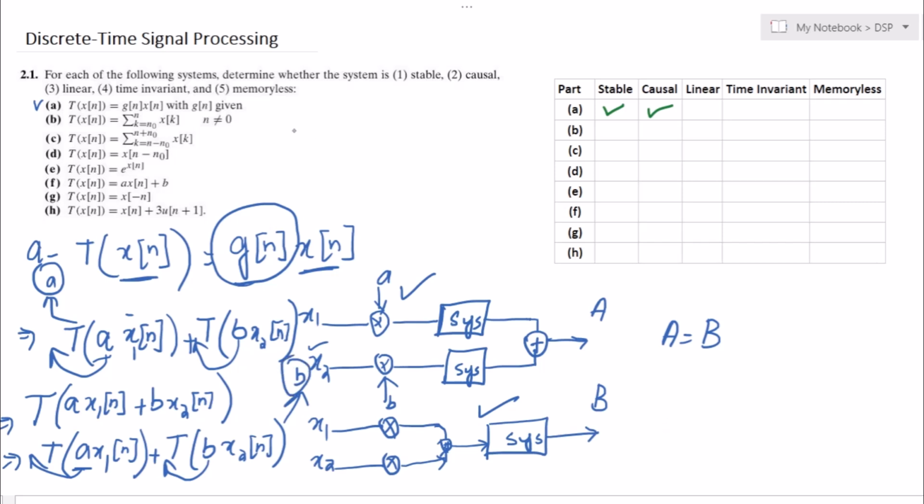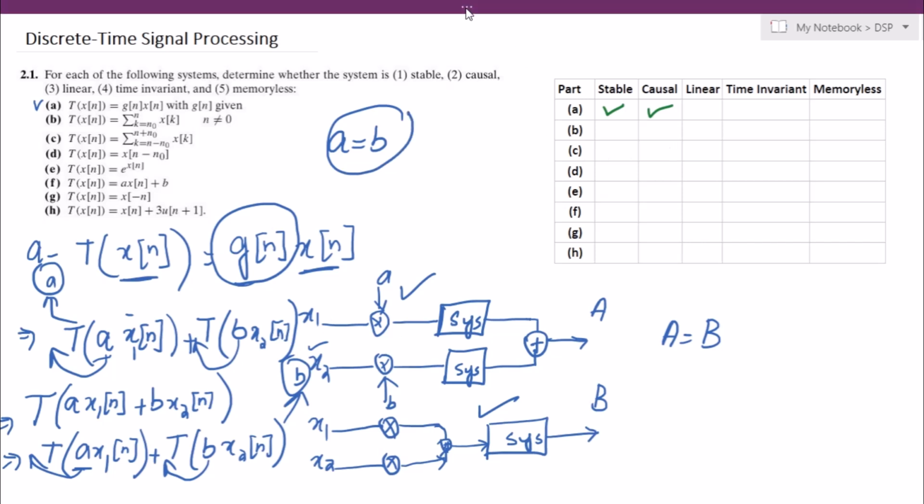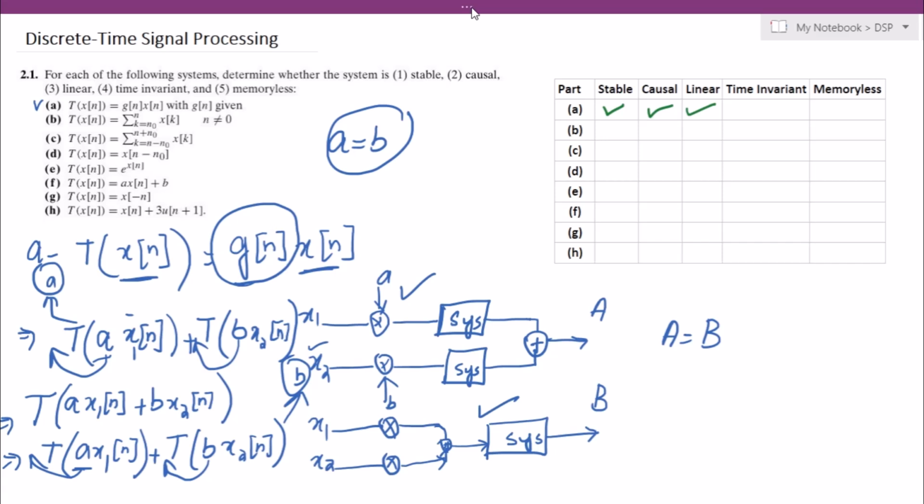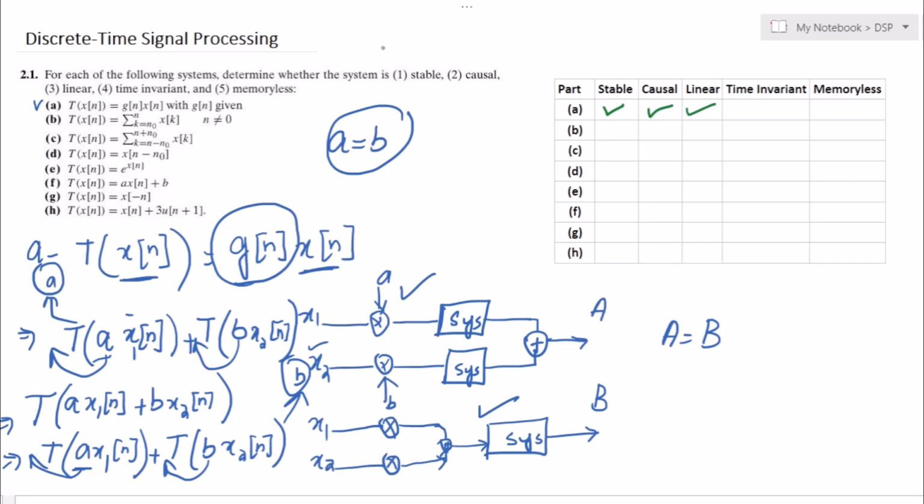So here we can very easily see that A is equal to B. Equation A is equal to B. So it means that the system we have is linear. Okay, so the system we have is a linear system. Okay, so I have indicated it. So the third one here is the time invariance.